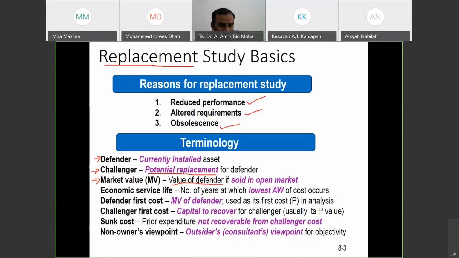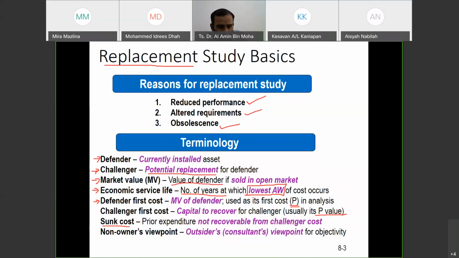And economic service life is the n number of years at which the AW is lowest. So basically, when we want to assess the replacement, we are going to use the AW. And defender first cost is the market value of the defender, used as its first cost P. So it's going to be used as a PW. Challenger first cost, the capital to recover for the challenger, is usually also P, present worth.